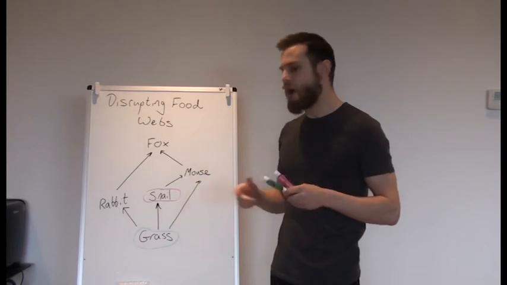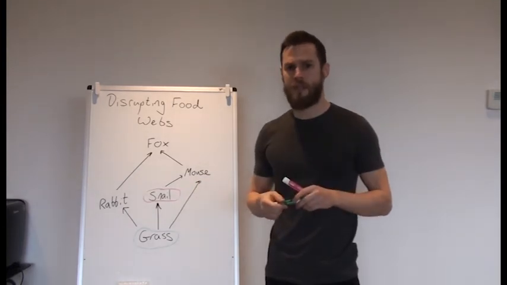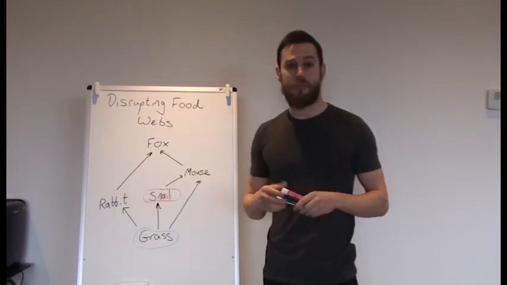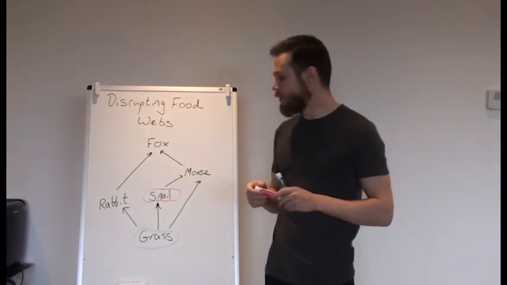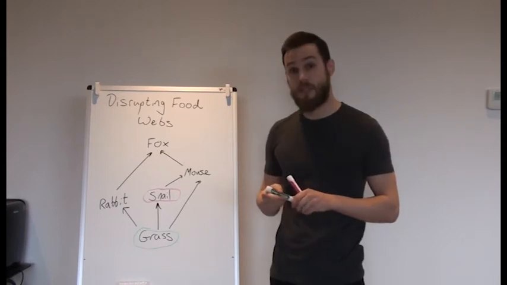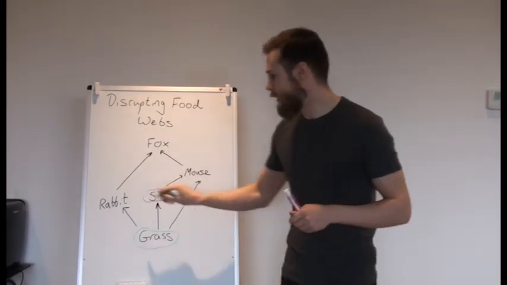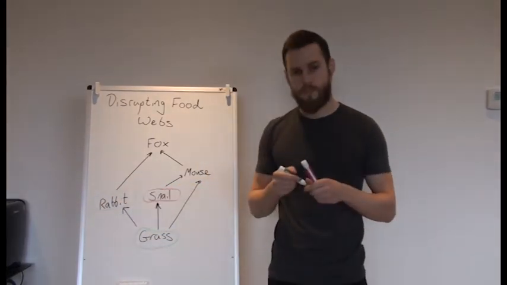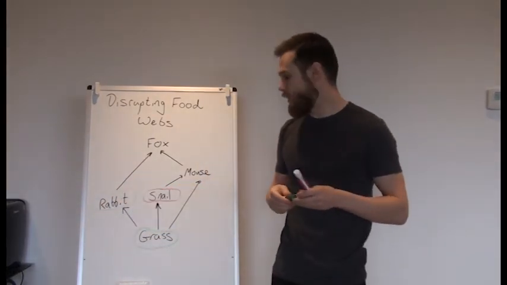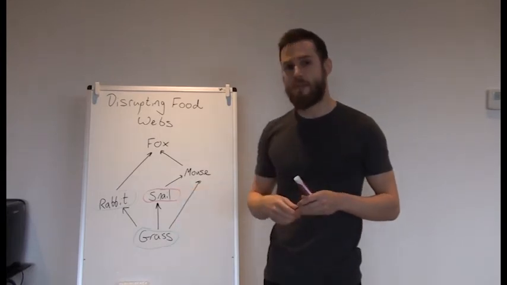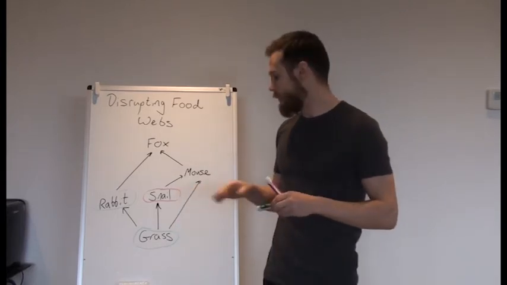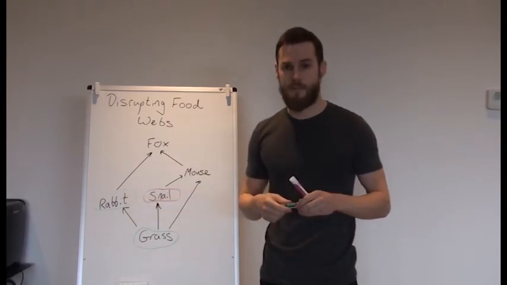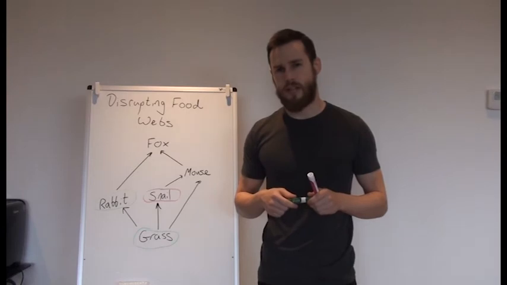So if the population of grass increases, what would then happen to the population of rabbits? Well, we could then say that the population of rabbits, since there's now more grass for them to eat, would also increase. So we now notice that if snails became extinct, the population of grass would increase and the population of rabbits would increase. However, this is where it starts to get a little more tricky.